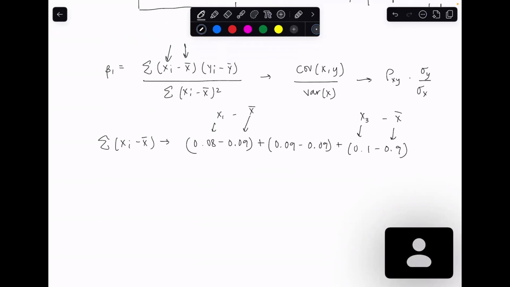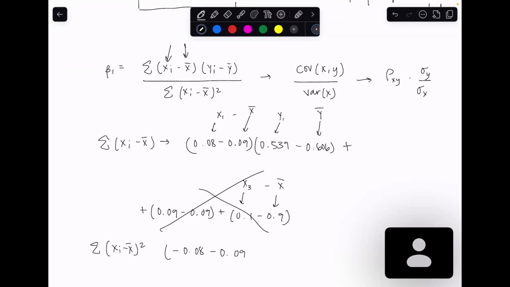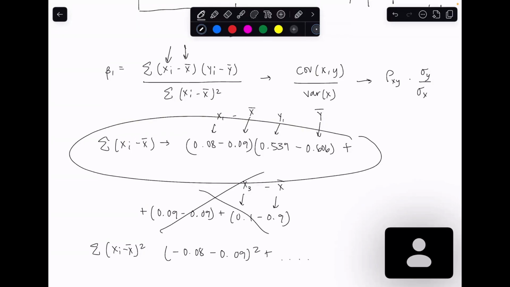And then you can also do the same thing with your variance. One thing, this summation applies to the x and the y, so let me correct myself here to not lead you astray. I would need to take my y values too. So y1 minus 0.606, which is y bar, and then add this product to my other ones and so forth. So what I said before is actually wrong; don't do it that way. Similarly with x, the summation of xi minus x bar squared: I take 0.08 minus 0.09, x1 minus x bar, square it, and add that to all the other observations. That's how I get beta 1: I take this and divide it by this.